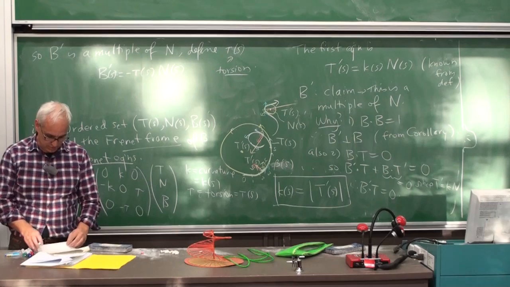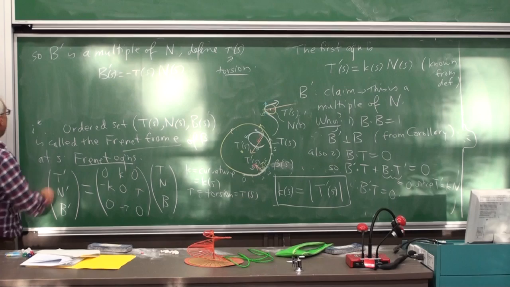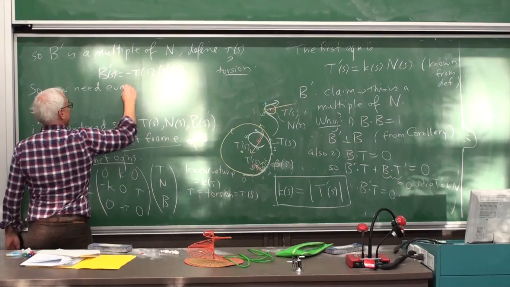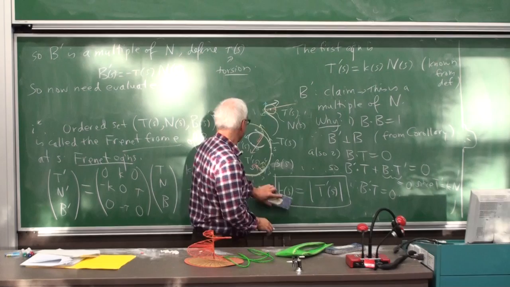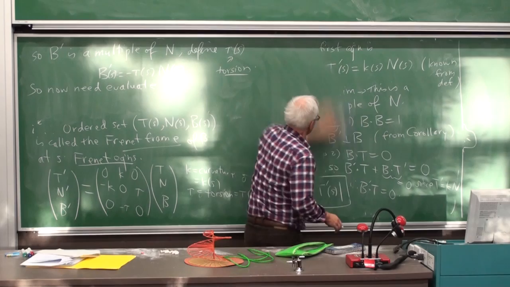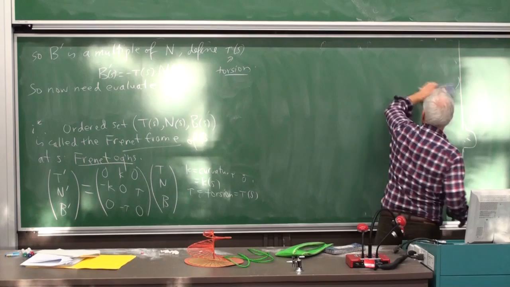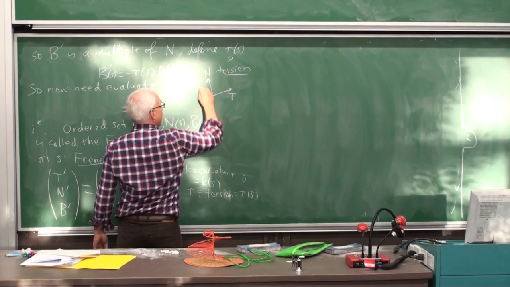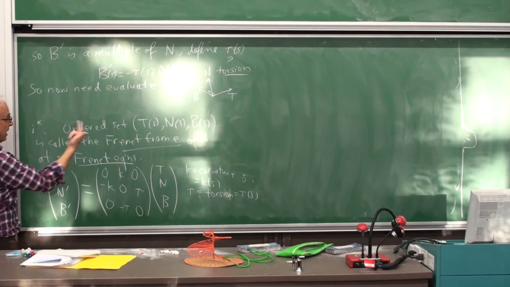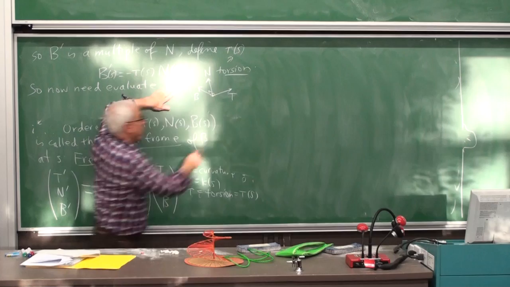So finally, we have to evaluate N prime. Okay, so remember we have this frame here. So we have T, and then we have N, and then we have B. This is a right-handed system. T, N, and then B. So we're interested in getting control of N prime. So we're going to write N as the cross product of, and we have to just make sure that we get them in the right order.